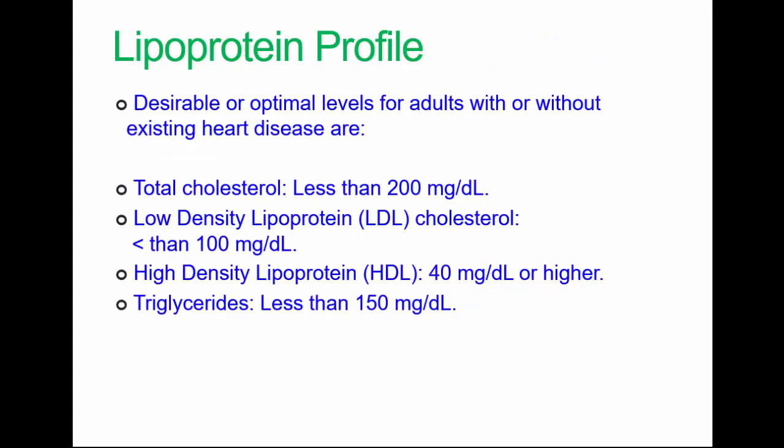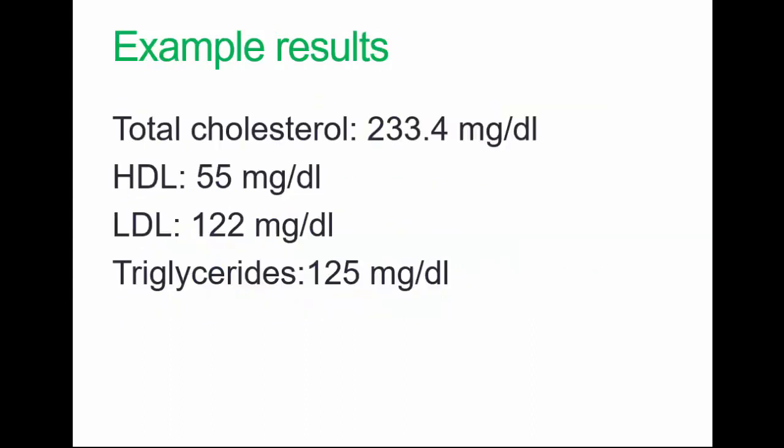Cholesterol levels are measured in milligrams of cholesterol per deciliter. A deciliter is 100 mils of blood, and there are some examples for an adult with or without existing heart disease. Here are some example results. This male subject has borderline high cholesterol and high LDL levels. However, the fact that his HDL is elevated is a benefit to him. Okay, as I mentioned, we'll review dietary therapy for patients with CHD later in the module. Thanks for listening.